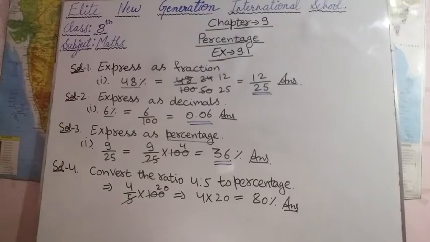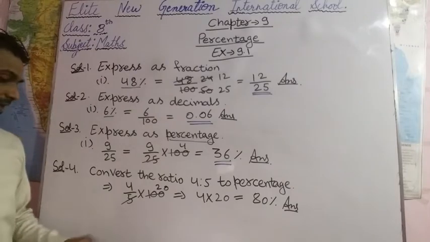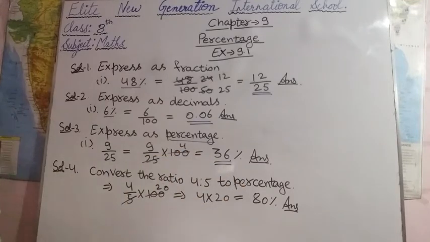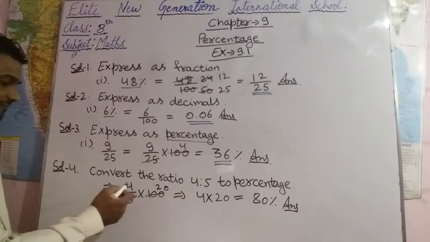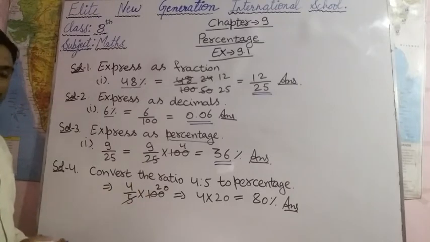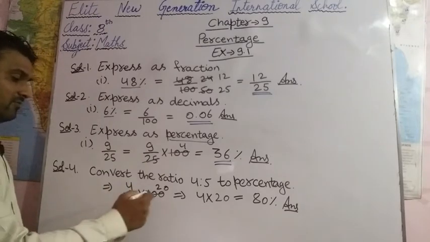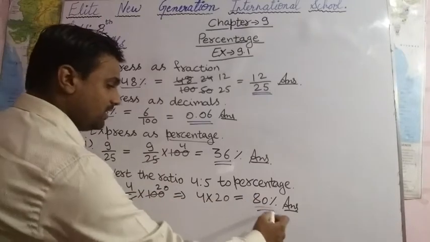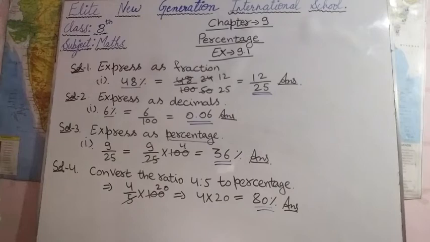Now see question number 4. In question number 4 we have to convert the ratio 4:5 to percentage. For converting it to percentage we can write 4 upon 5 into 100. This 100 will be cancelled by 5, 20 times. So it will be 4 into 20. The answer will be 80%. So in this way we can do this question.